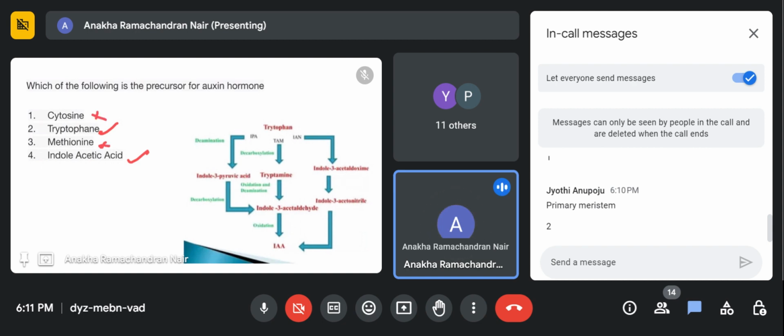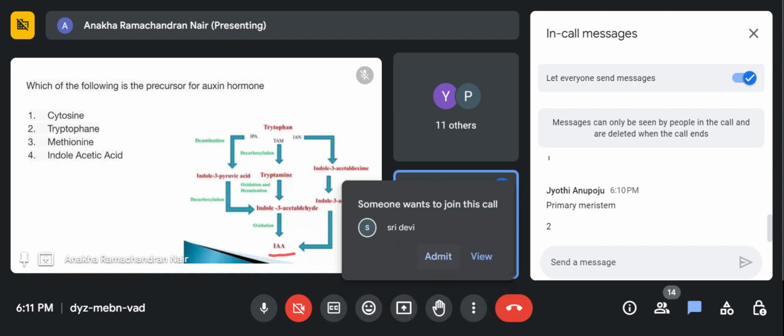There are three pathways through which tryptophan can be converted to indole-3-acetic acid: the IPA, the TAM, and the IAM pathways. In each pathway, tryptophan will be converted to different compounds, which will anyways finally end up forming indoleacetic acid. So the correct answer in this case is tryptophan.